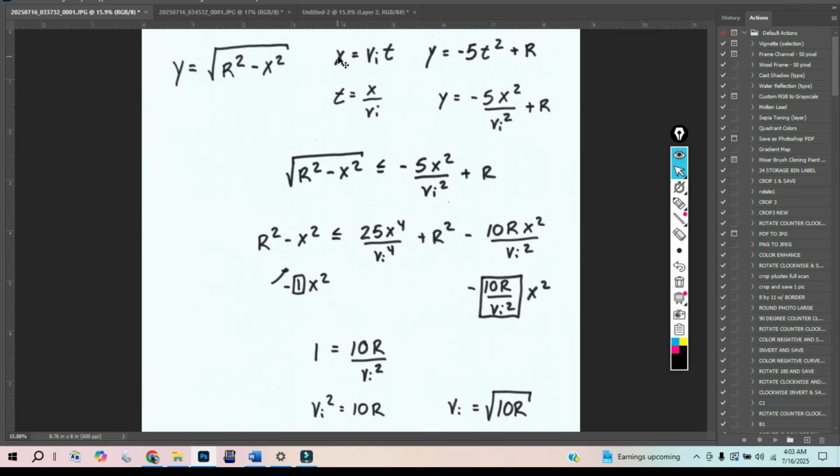So in the x direction, we don't have any change in velocity. And so our position is just that velocity times time. Our position in the y is constantly changing. The soccer ball is falling to the earth. It's getting faster and faster in the negative direction. It's going to start at an initial height of r, and this is the equation for that.